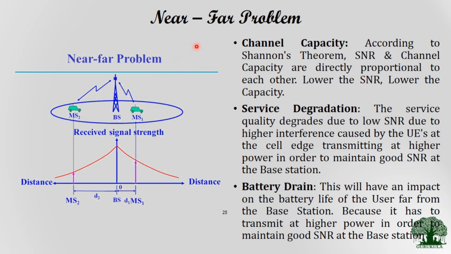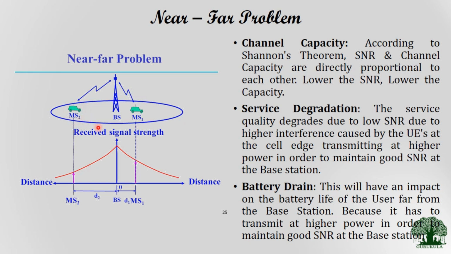So let us consider this near-far problem illustration. When you observe this figure, we could see the base station serving a geographical area that is marked like a circle over here, and you can observe that we have two mobile stations, MS1 and MS2. MS1 is very close to the base station and MS2 is farther from the base station. Let us consider that MS2 is the desired user which I want to serve now.